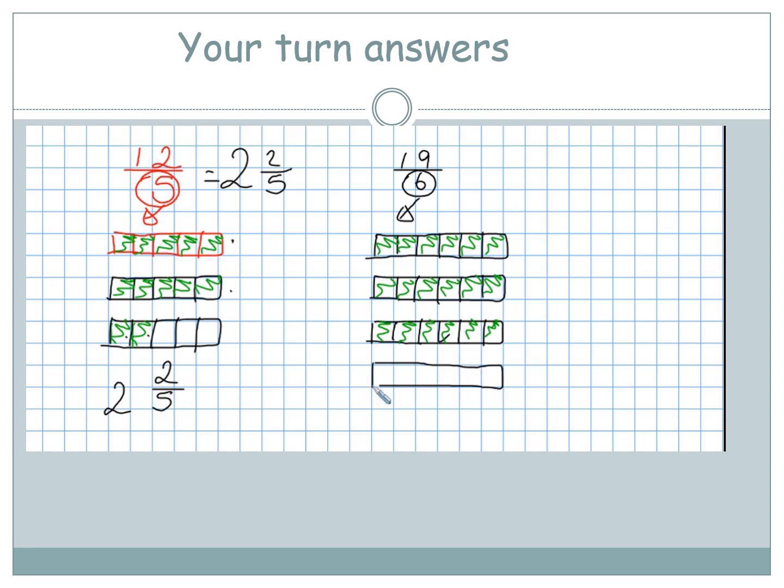18. And then one more. So that's 19. So you've got 3 whole bars there. 6 is your denominator, and then you've got 1 left over. So your answer is 3 and 1 over 6.